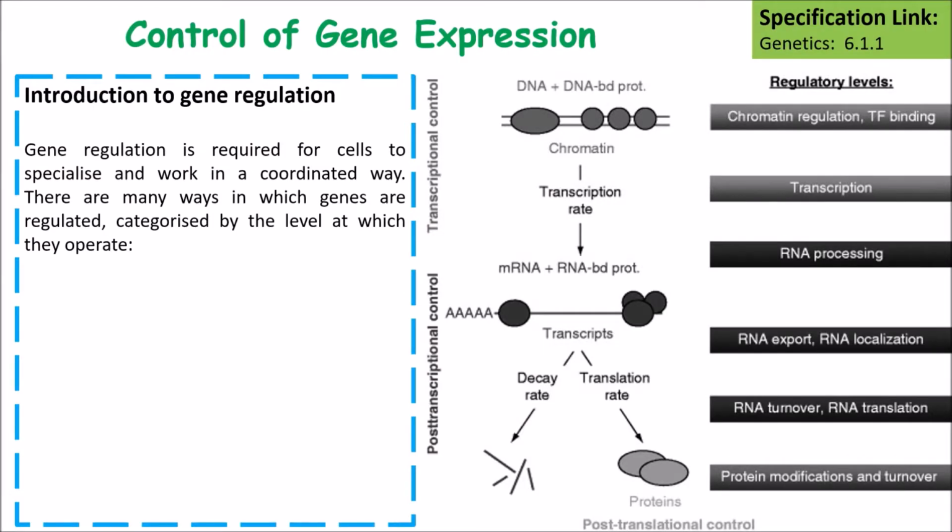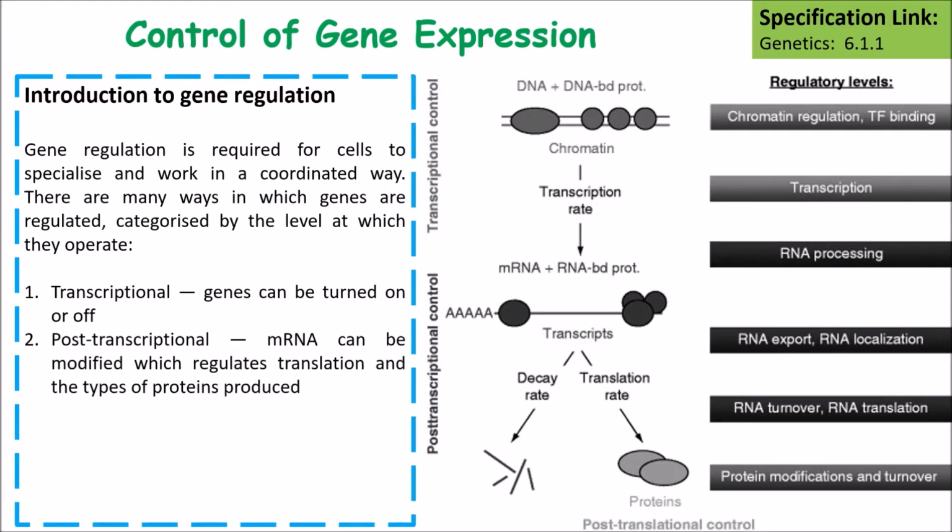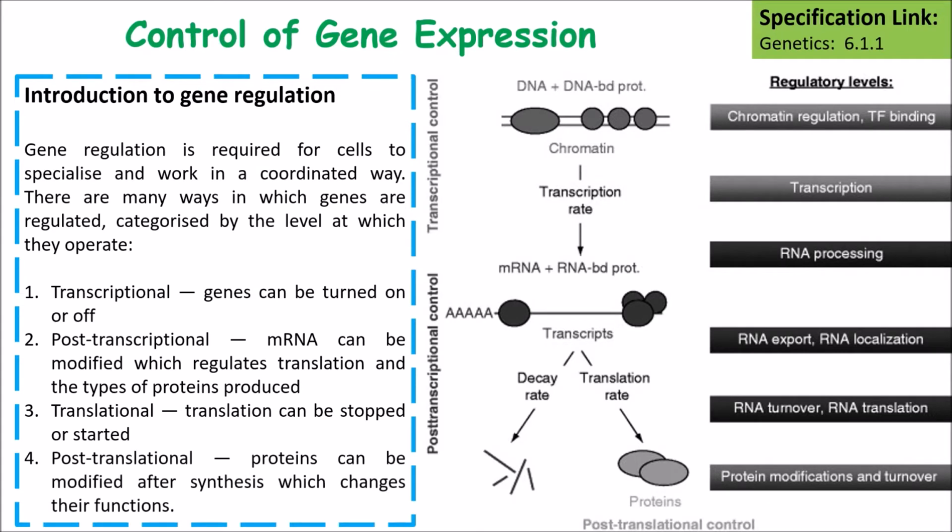So, gene regulation is required for cells to specialize and work in a coordinated way. There are many ways in which genes are regulated, categorized by the level at which they operate. We can have transcriptional control, so genes can be turned on or off. We can have post-transcriptional control, so messenger RNA can be modified, which regulates the translation and the types of proteins produced. We can have translational control, so translation can be stopped or started, and post-translational control, so proteins can be modified after synthesis, which changes their function.